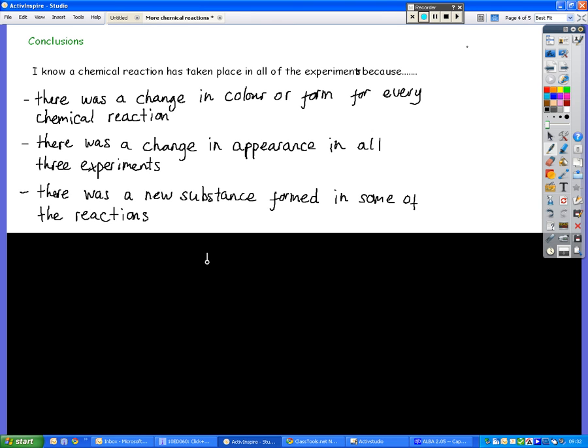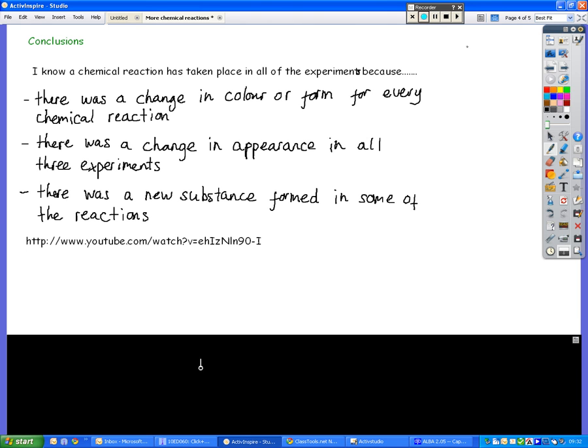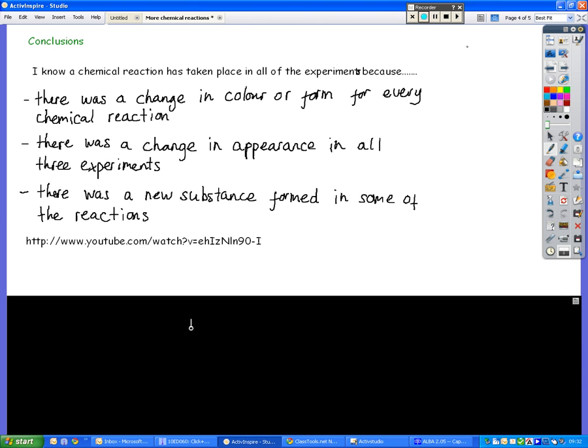So we've not just got energy changes, but we've got solids being formed, we've got changes in appearance, and we're all getting quite experienced at looking at how to identify a chemical reaction.